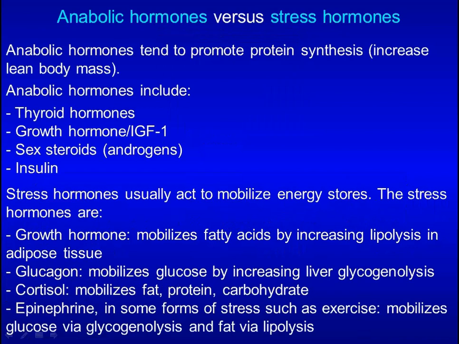Here is a comparison between anabolic hormones and stress hormones. Anabolic hormones tend to promote protein synthesis. Anabolic hormones include thyroid hormones, growth hormone or IGF-1, sex steroids, especially androgens, and insulin. Stress hormones act to mobilize energy stores. The stress hormones include growth hormone, glucagon, cortisol, and epinephrine.